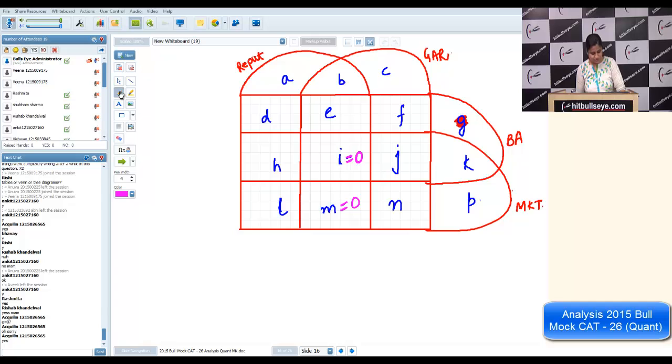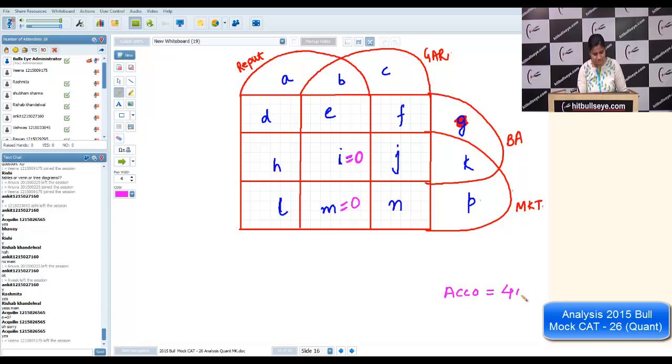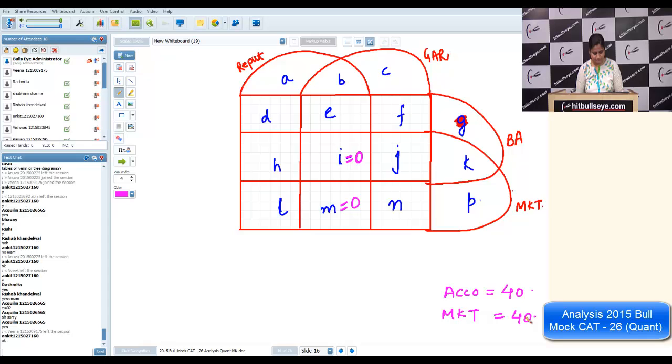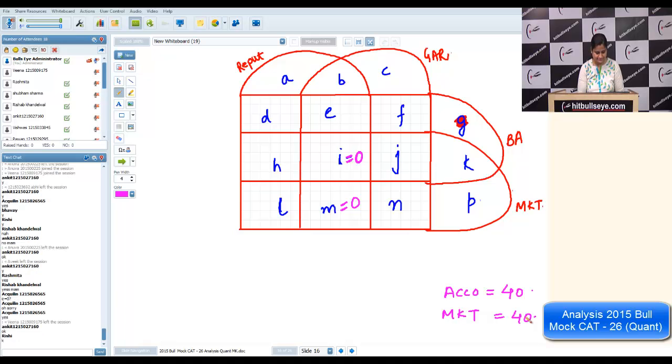Okay. Now coming to 20 trainees who are BAs had a good academic record as well as experience in accountancy. These trainees form 50% of those with experience in accountancy. It means in accountancy there were 40 students. So in marketing there were the remaining 40 students because in total there were 80 trainees. Is it okay? Clear? So marketing total should be 40 in this case.